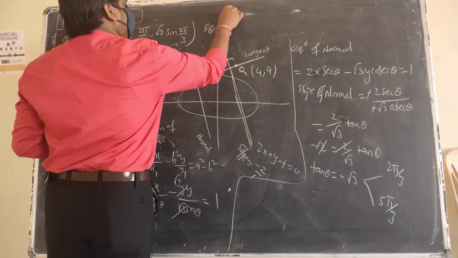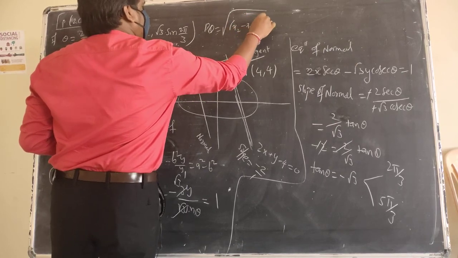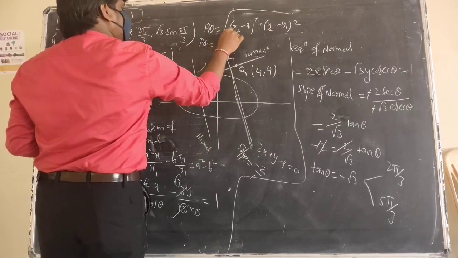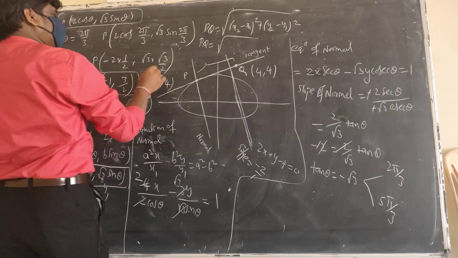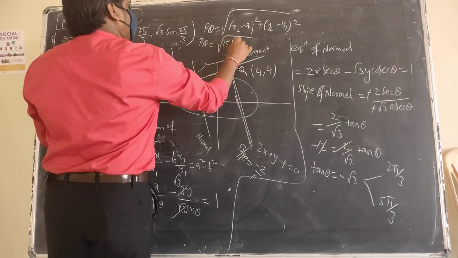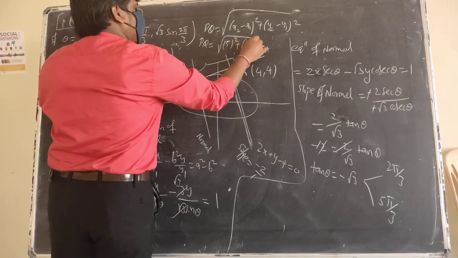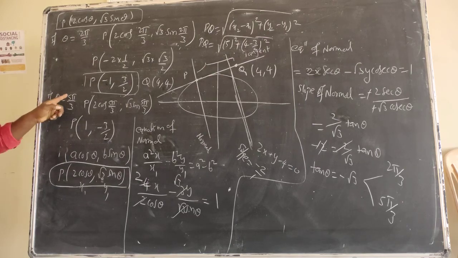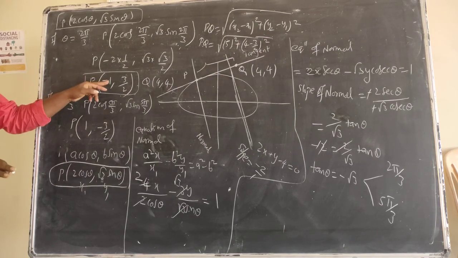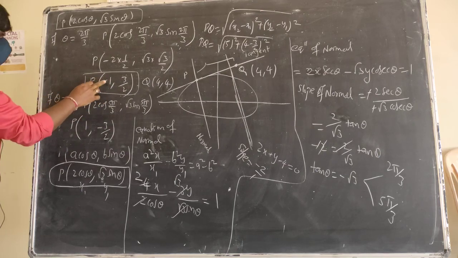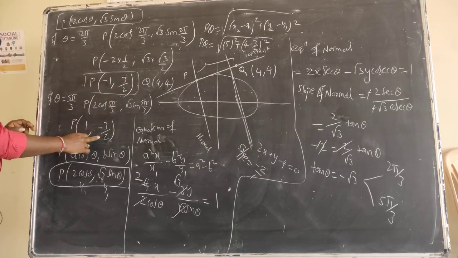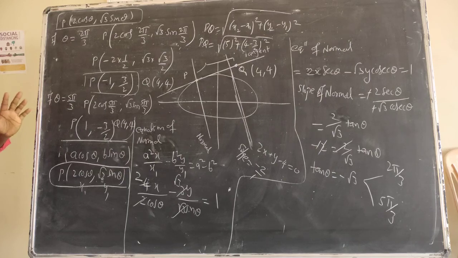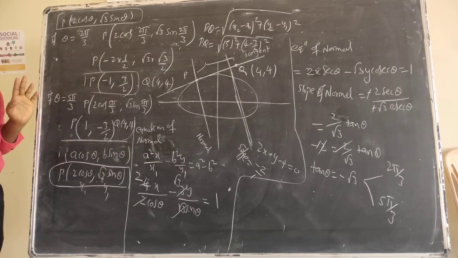PQ is equal to under root of x2 minus x1 whole square plus y2 minus y1 whole square. You substitute here, you are going to get the answer, that is under root of 4 minus (minus 1), that is 5 square, plus y2, that is 4 minus 3 by 2 whole square. You simplify, apply the distance formula. Then if I substitute theta equal to 5 pi by 3, this is in the fourth quadrant, so you get the reverse, this minus will become plus, this plus will become minus, and the q point already you have, 4 comma 4. Apply the distance formula, that is your answer. So the PQ distance, apply the distance formula, that is your answer.